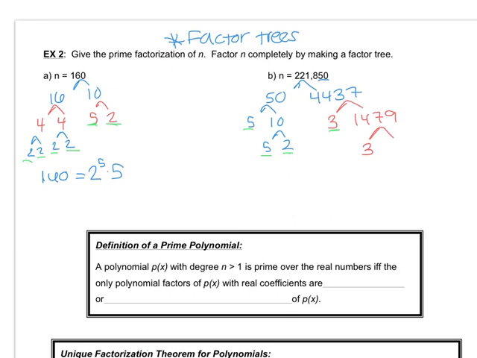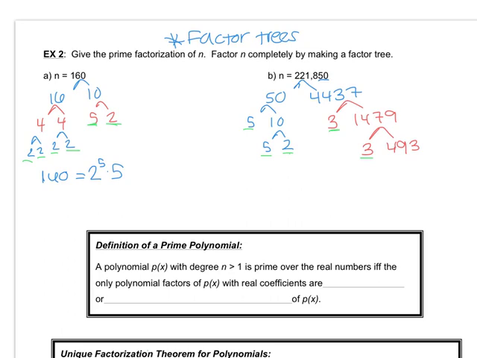So 1479 divided by 3 is 493. Now, obviously 3 is done here, but I need to continue breaking down 493 if possible. I don't know if that's divisible by anything else. I can add up these digits and I get 16: 4 plus 9 plus 3 is 16. 16 is not divisible by 3, so 493 is not divisible by 3.